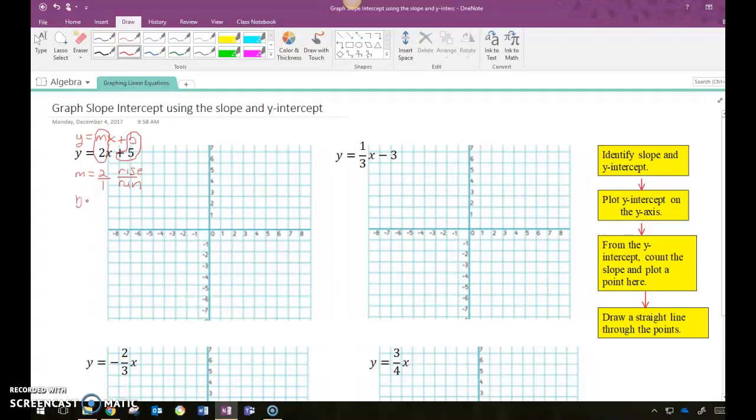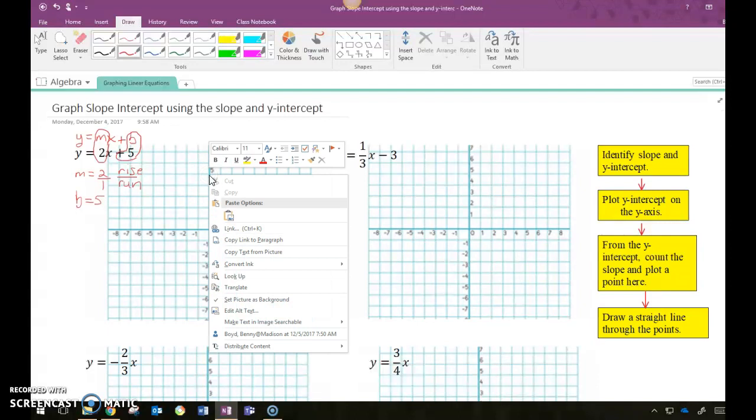Next, I need my y-intercept, which is designated the letter b. So the y-intercept here is 5. Now, next step is to plot the y-intercept. So where do I find the y-intercept? I find it on the y-axis, and it's going to be right up here at 5.